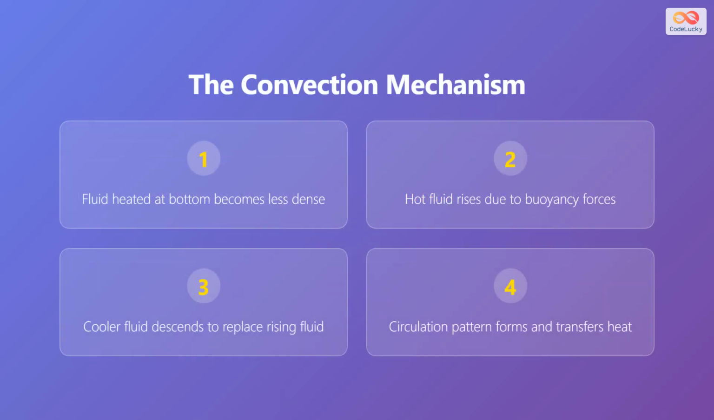Let's understand how convection works through a four-step mechanism. First, when a fluid is heated at the bottom, it becomes less dense because the molecules spread apart. Second, this hot, less dense fluid rises upward due to buoyancy forces, similar to how a hot air balloon floats. Third, as the hot fluid rises, cooler and denser fluid from above descends downward to replace it. Fourth, this creates a continuous circulation pattern that effectively transfers heat throughout the fluid. This cycle repeats continuously as long as there is a temperature difference.